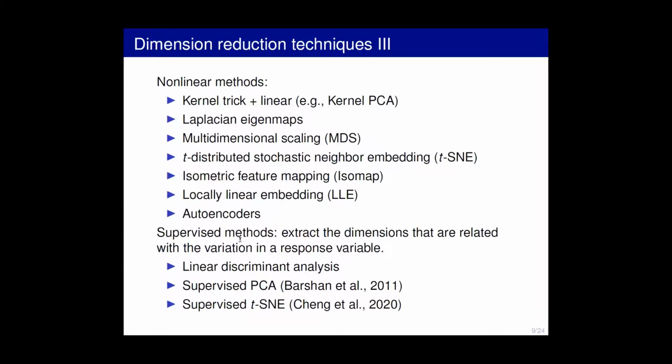For supervised methods, the idea is to extract dimensions that are closely related to the variation of a response variable. PCA is unsupervised because in PCA you only deal with the X data, that means the explanatory variables. You do not have a response variable, you do not have Y. But linear discriminant analysis, LDA, has a label, right? That's Y. For classification, you have Y, so this is a supervised method. People also came up with supervised PCA. They want to extract the lower dimension that can correspond to a response variable. And recently, people also developed a supervised t-SNE.